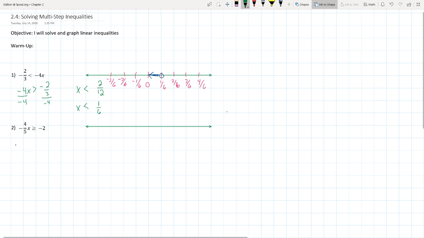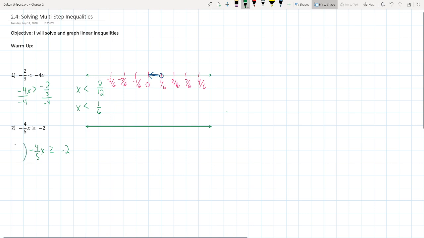So on number 2 for the warm-up, we have negative 4 over 5 x is greater than or equal to negative 2. So in looking at this, I say, hey, x is on the left side, awesome. Is my x alone? No, it's not. It has this weird negative 4 over 5 on it. To get rid of this in the most efficient way possible, I'm going to write this out down here, so negative 4 over 5x is greater than or equal to negative 2. This just makes it so that we can work with it a little better.